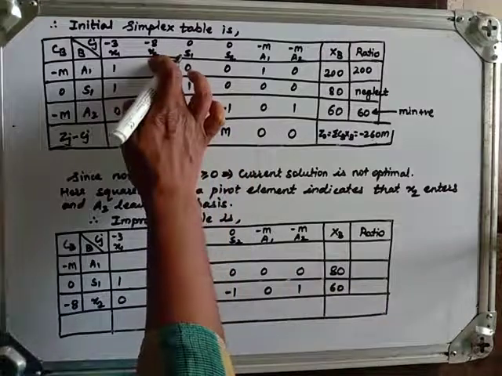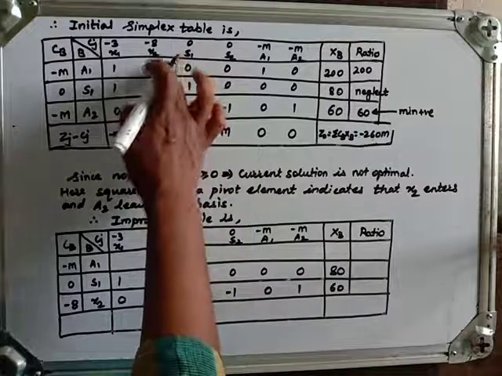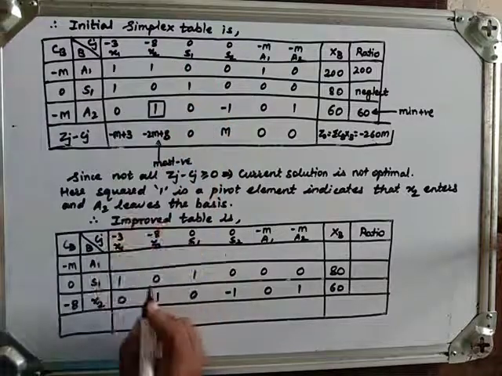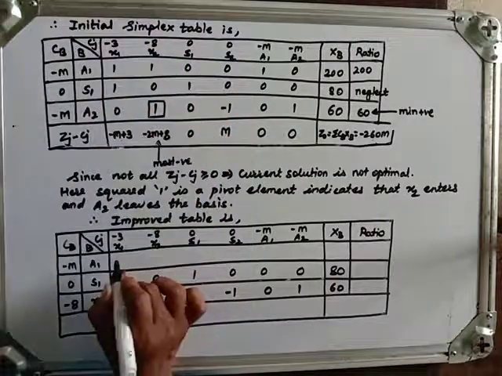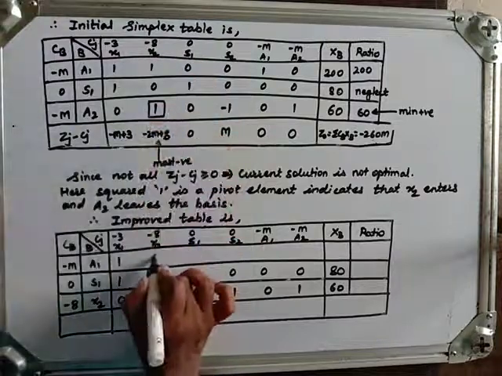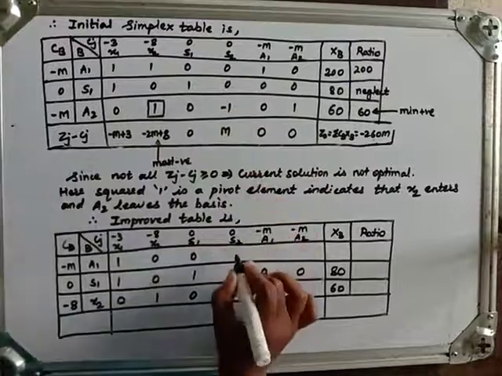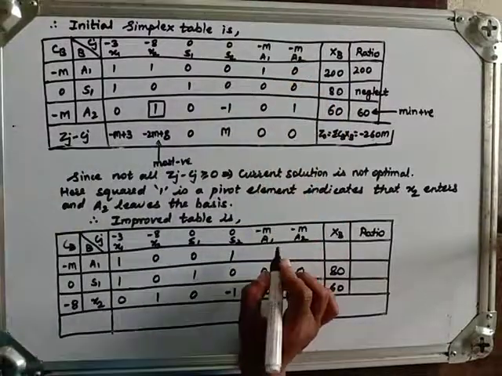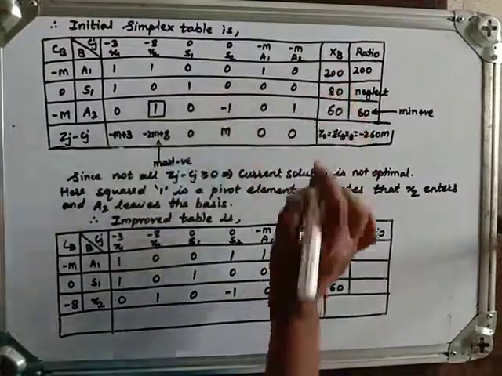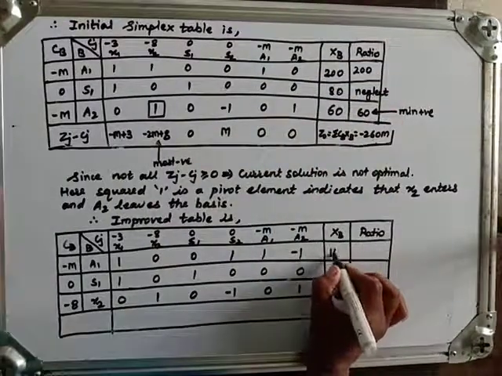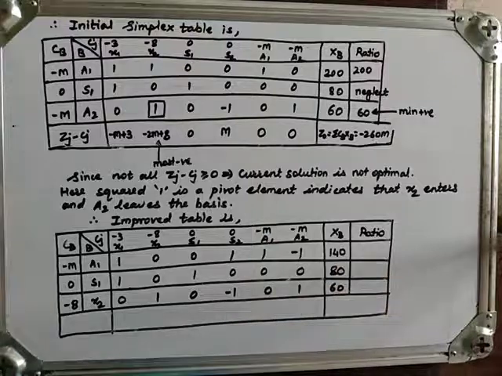Now this one R1 we have to make 0. So for that let us perform an operation R1 minus R3. So 1 minus 0 will be 1, 1 minus 1 will be 0, 0 minus 0 is 0, 0 minus of -1 will become +1, 1 minus 0 is again 1, 0 minus 1 is -1 and 200 minus 60, so it will become 140. As such we get the rows.